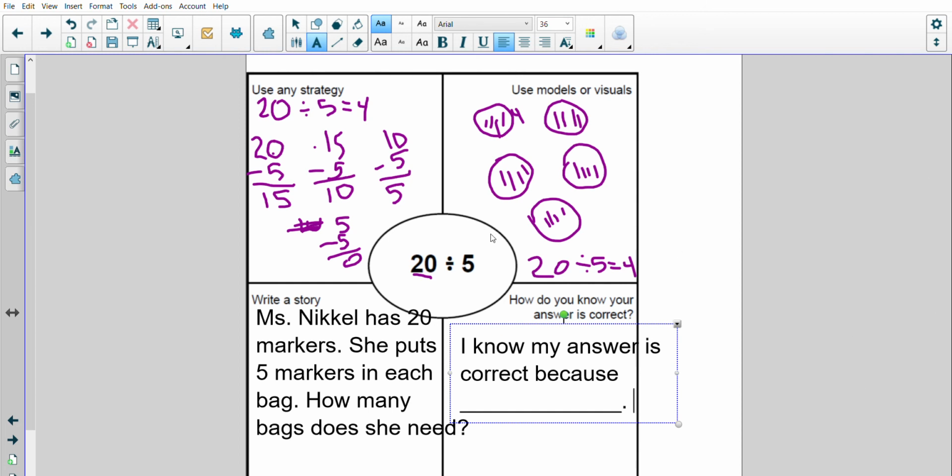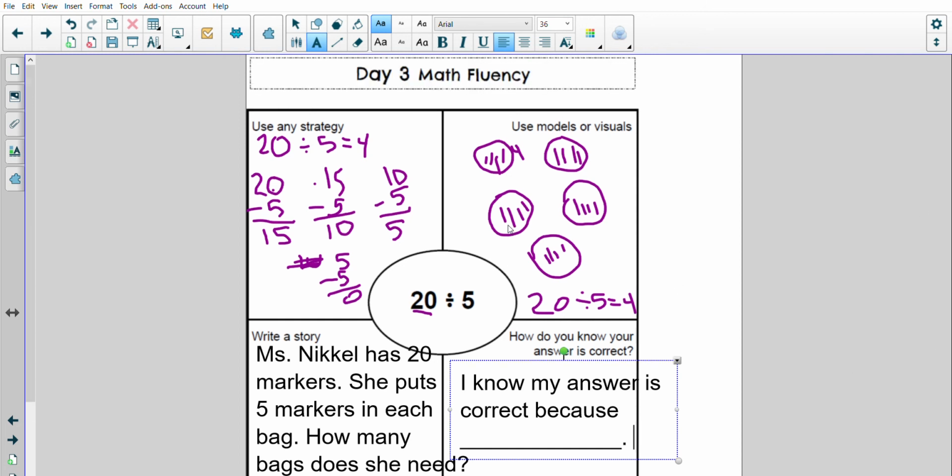All right, I hope you find this helpful, and then you can use this template as a guide for the rest of your math fluency throughout the rest of this packet.